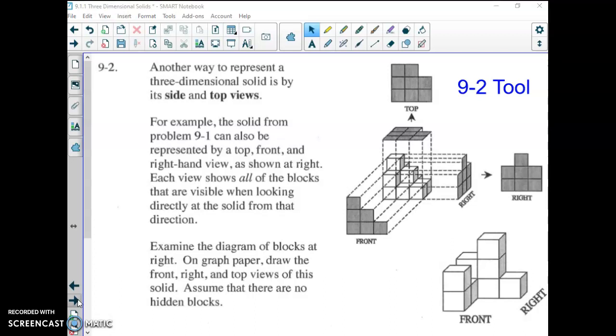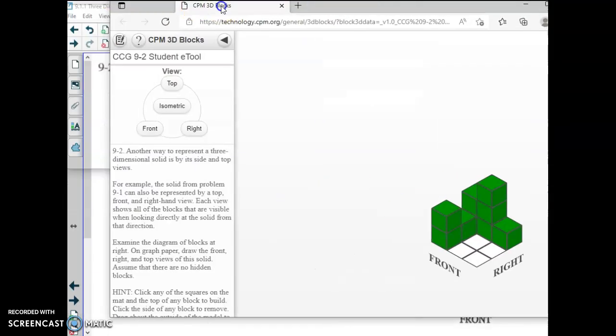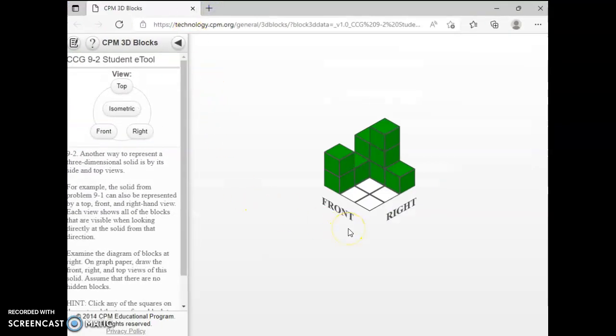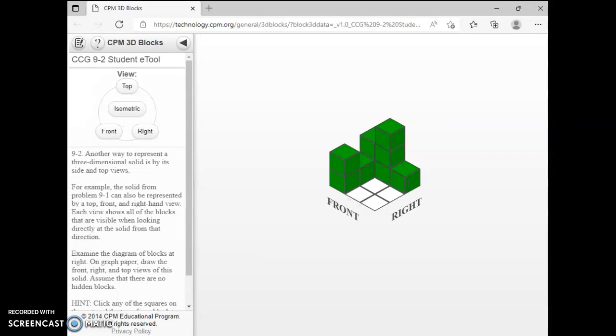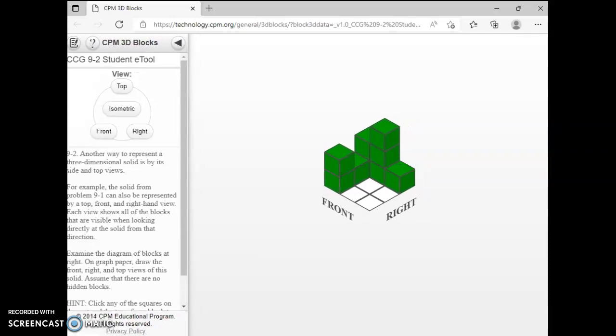Let's see if that works. Oh yes, there we go. Just gotta. Aha! Here we go. So let's say I have a shape built, something like this. I can kind of move it around. Man, I love technology. So I can move it around. I think I can't anymore.